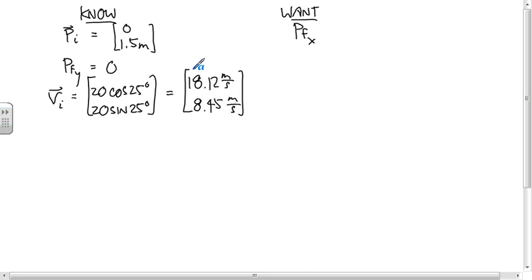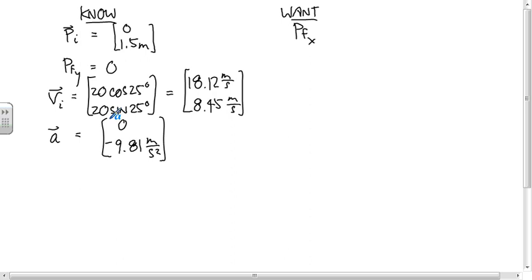Do we know anything about the final velocity? Nope. We know the acceleration is 0, negative 9.81. And do we know the time final? Nope.